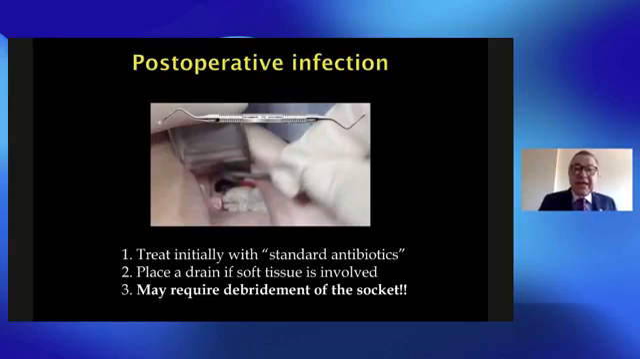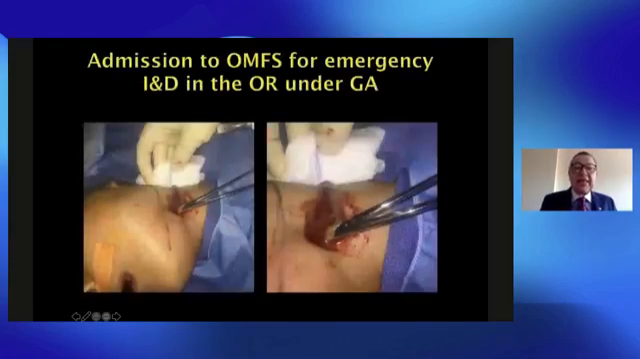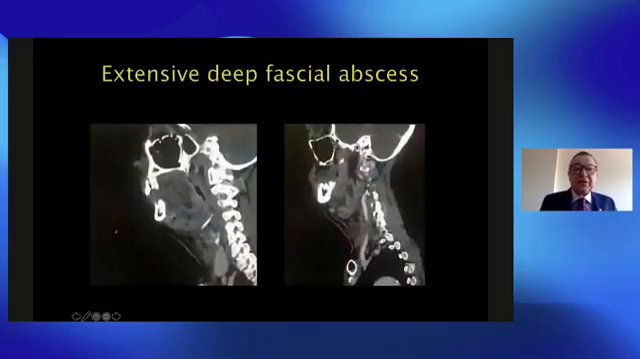We may start with standard antibiotics, but we should also place a drain if the soft tissue is involved, and we may even have to address the socket itself. And sometimes these infections, they spread, and that's where the problem really starts. Like here, they spread into the submandibular space, like in these two individuals, and then, of course, they have to be admitted to an OMFS department for an external incision and drainage, which has to be performed under general anesthesia.